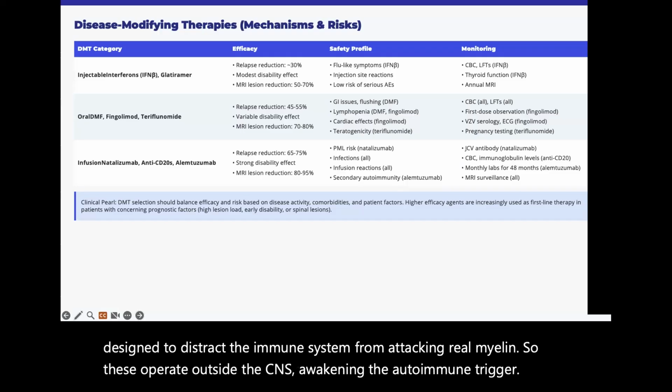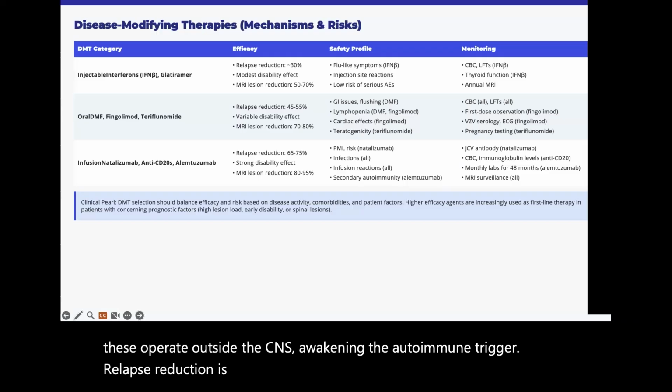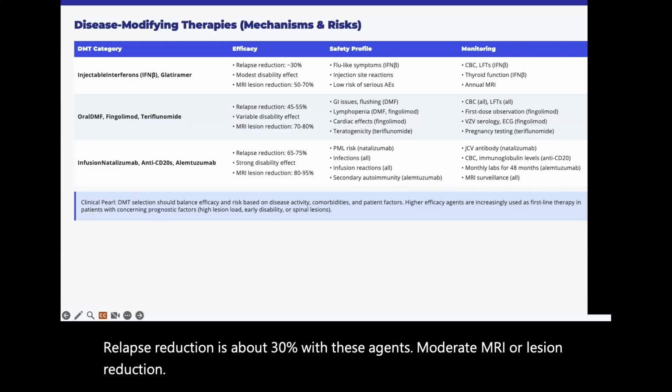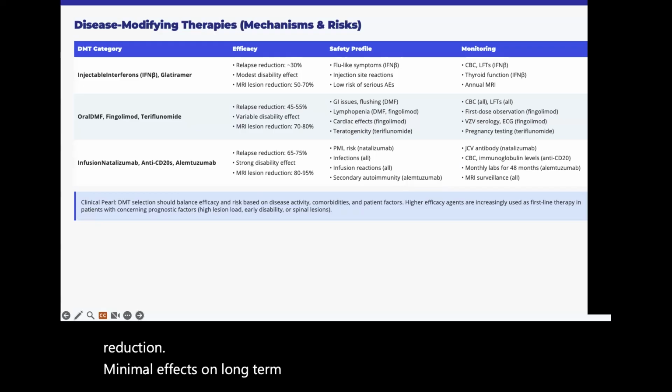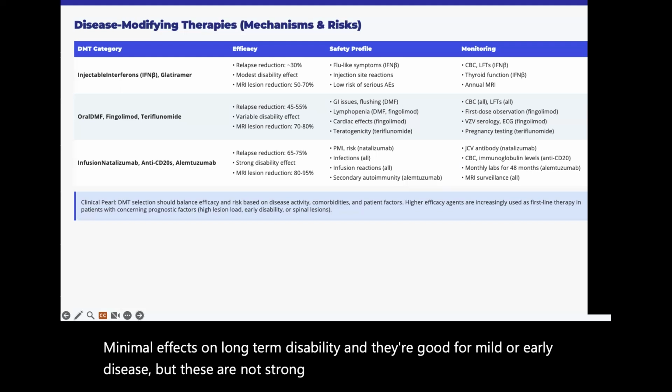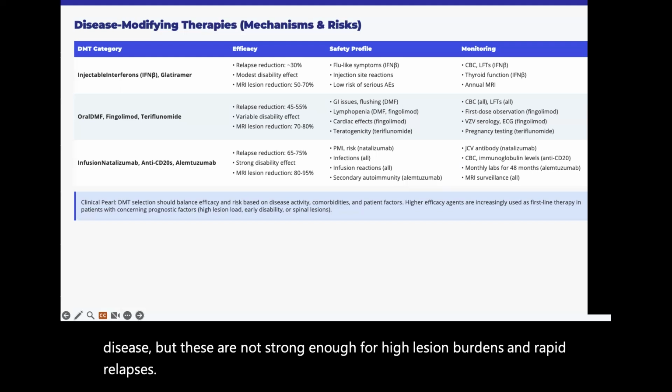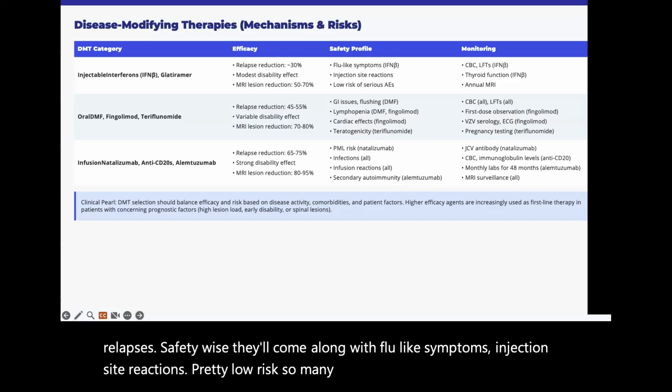Relapse reduction is about 30% with these agents, with moderate MRI lesion reduction and minimal effects on long-term disability. They're good for mild or early disease, but not strong enough for high lesion burdens and rapid relapsers. Safety-wise, they come with flu-like symptoms and injection site reactions, pretty low risk, so many primary care providers still think of interferon first because it's safe and familiar.